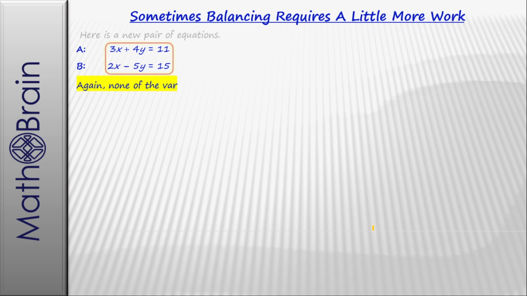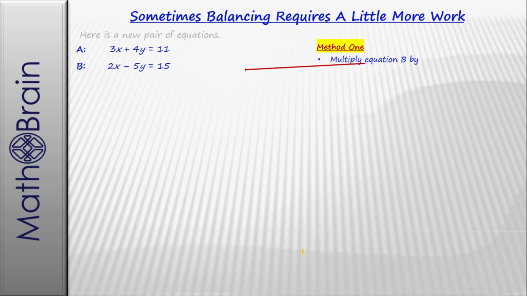Again, like in the previous example, none of the variables is balanced. But, unlike the previous example, balancing the variables is a little less obvious. There are several ways to balance whichever variable we choose to eliminate. Method 1. Let us balance variable x by multiplying equation B with 1.5. This is because equation A has 1.5 times more x's than equation B.